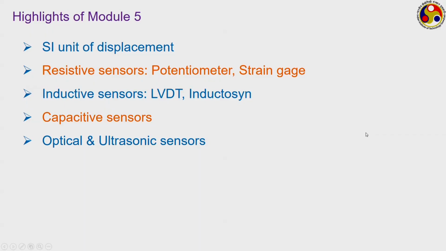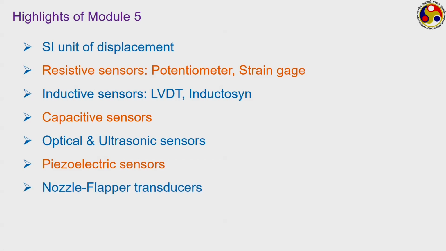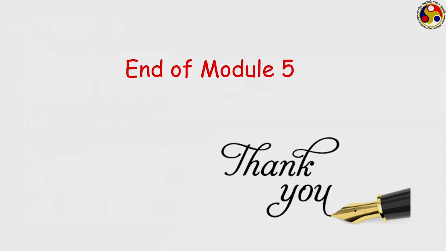We have talked about optical or ultrasonic sensors also very briefly. Then we have discussed piezoelectric sensors. I repeat, piezoelectric sensors will be coming back in one of the later modules, and then we have discussed in detail the pneumatic transducers, which we call nozzle-flapper transducers. Finally, a very brief introduction to metrology. So that takes us to the end of module number 5.